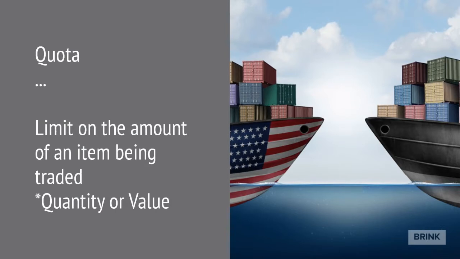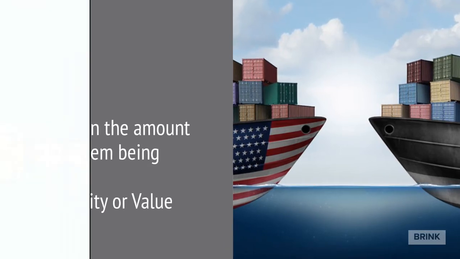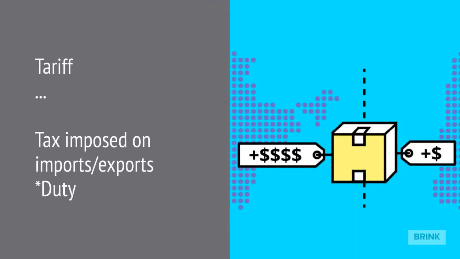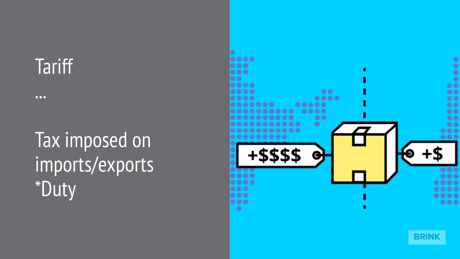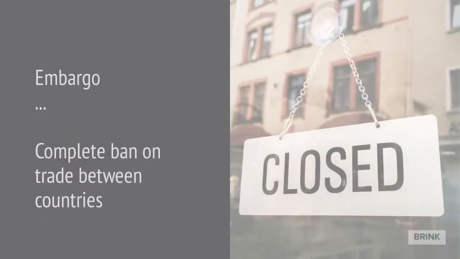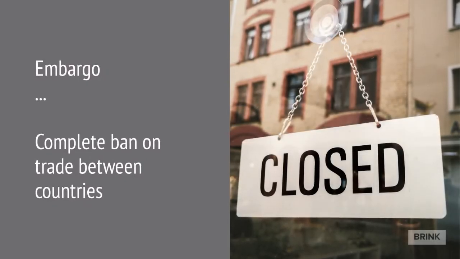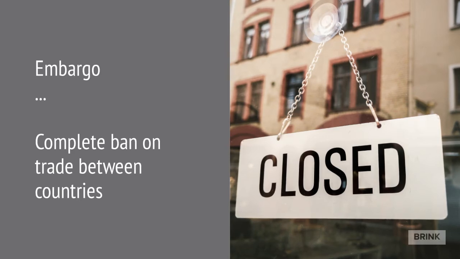One way to regulate international trade is by setting a limit on the quantity of products that may be imported or exported within a given period. This is called a quota. Another tool that governments use to control international trade is a tariff. A tariff is a tax that a government places on certain imported or exported products. You may also hear it called a duty. If a government does not want any trade to happen between countries, an embargo is imposed.